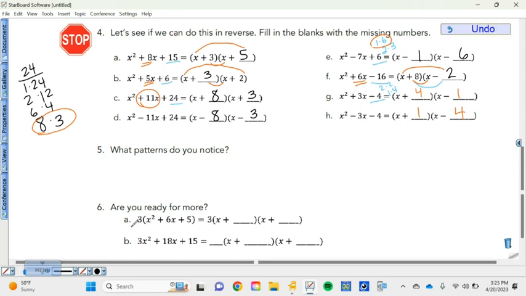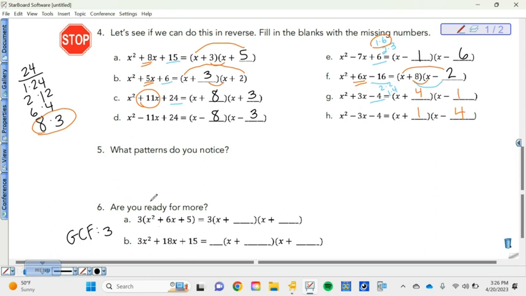To go from B to A, I factored out the 3, just like we've been doing this week, right? The greatest common factor between 3x squared, 18x, and 15 is 3, right? So if I take 3 out of 3x squared, I'd end up with x squared. If I take 3 out of 18x, I end up with 6x. If I take 3 out of 15, I end up with 5, okay? So that's the difference here on this side.